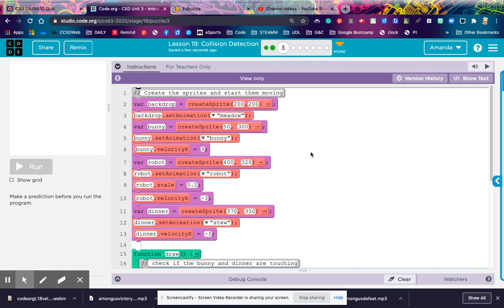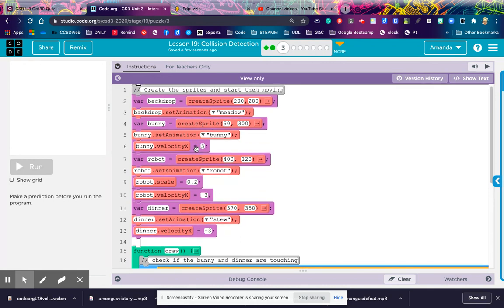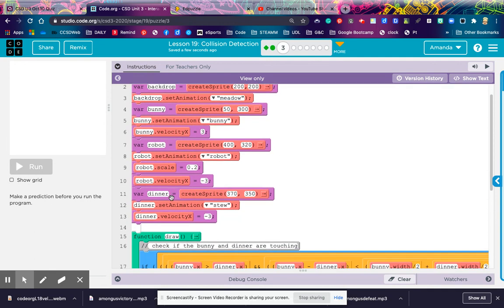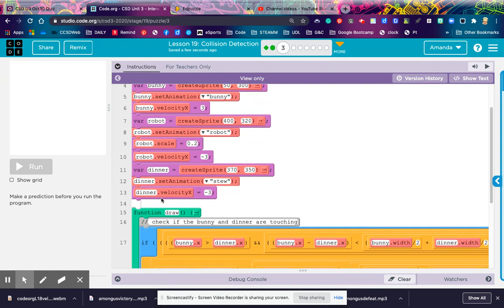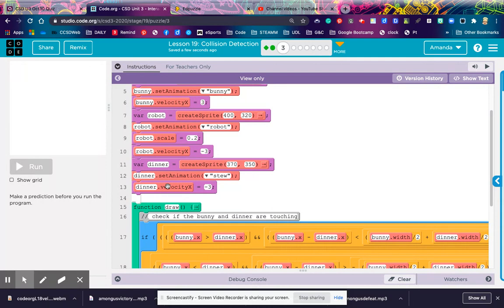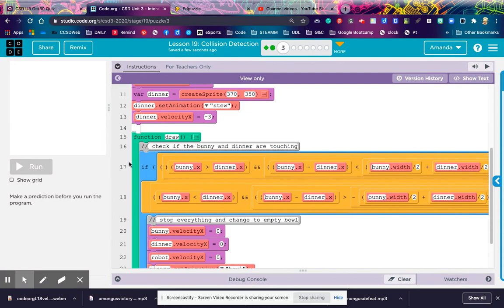We've got a backdrop, a bunny. Bunny's velocity x is set to 3, so the bunny's going to be moving to the right. We've got the robot. Robot scaled down a little bit. Robot velocity is -3, which means it's going to be moving to the left. We've got dinner. Dinner is set to stew, and the dinner velocity is set to -3. So we're told to look at lines 17 and 18.